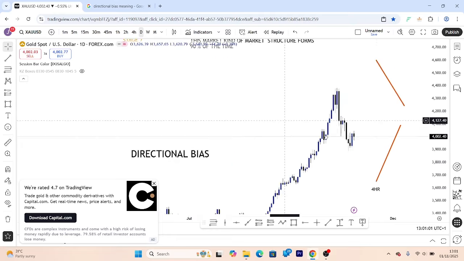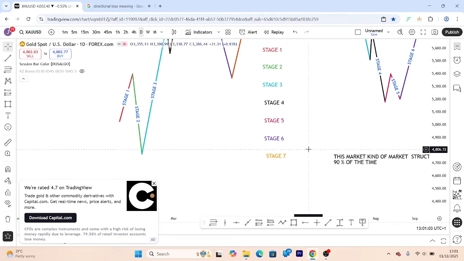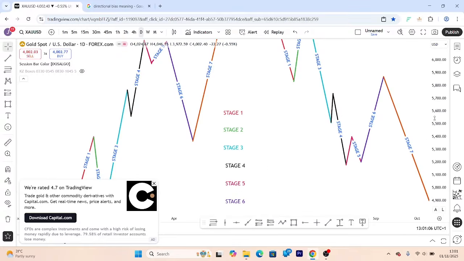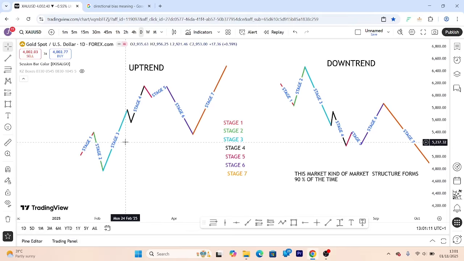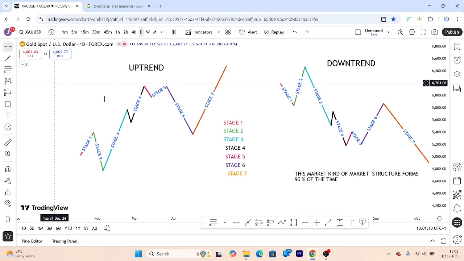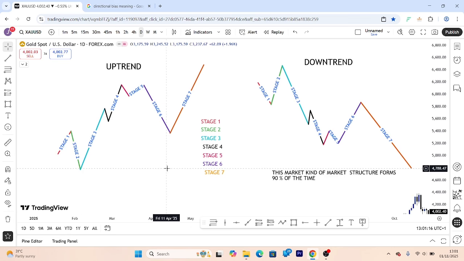All right, so let me take you to this area. So this is it. So this is the market. This is the market structure. This is how market structure forms at all levels in the forex market, both in the higher time frame and the lower time frame. Right.